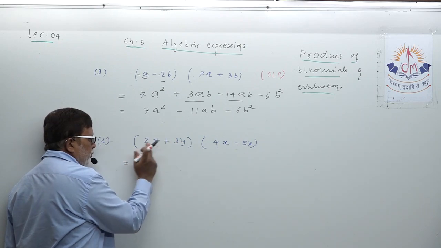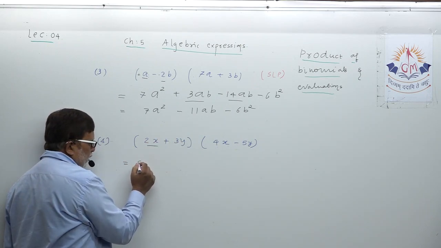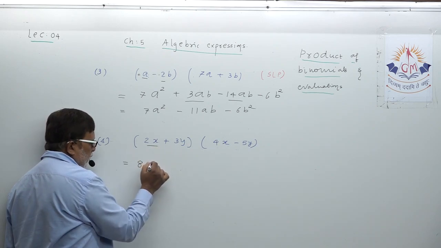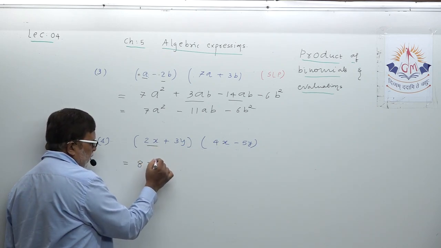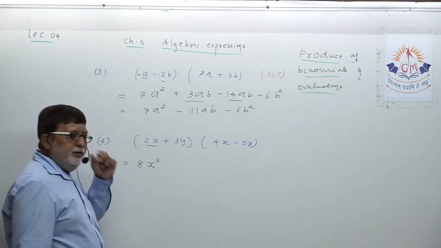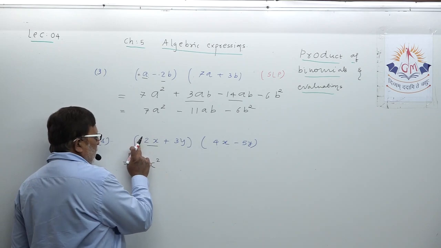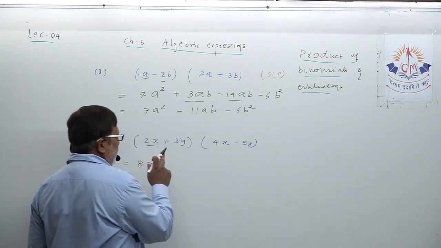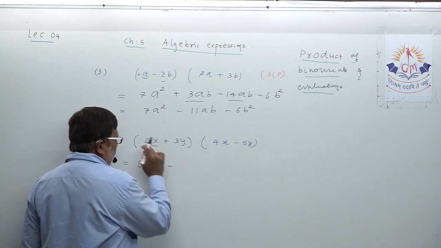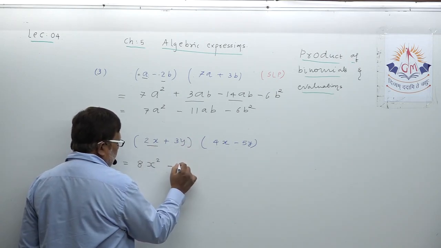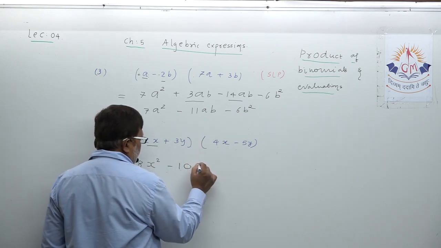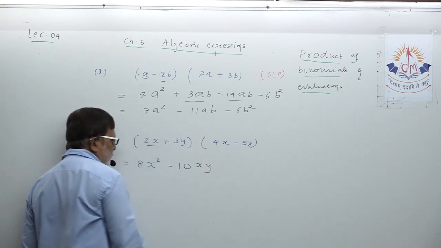2x into 4x, 2 4s are 8, x into x. Now simply you can understand and write x square, okay, right? No sign means plus, as you all know. Plus minus minus, 2 5s are 10. No similar variable, so just the product xy.